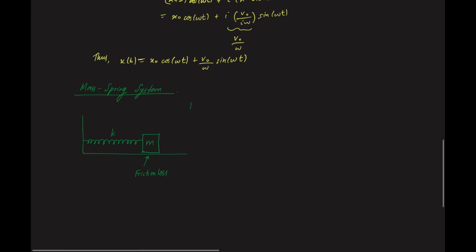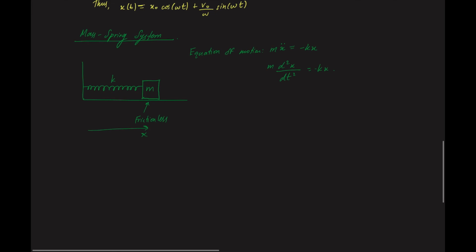The equation of motion for this system is m times x double dot is equal to negative k times x, where x is the position of the mass from the wall. x double dot here is the second time derivative. So written more explicitly, this is the equation of motion.